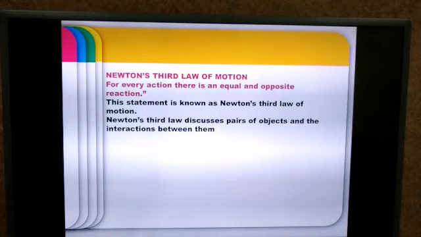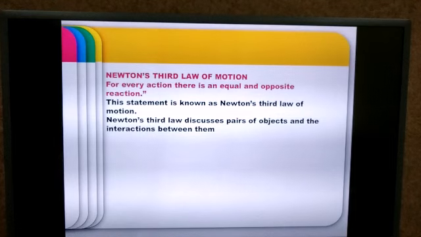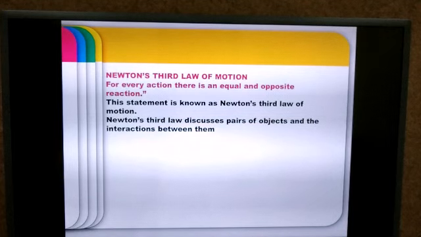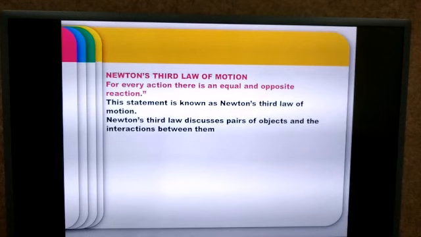Newton's second law tells us the amount of acceleration that is produced by a force. And what was the statement of Newton's second law? The rate of change of momentum is directly proportional to the impressed force and takes place in the direction of the force. But the first and the second law given by Newton do not explain how force acts on an object. So, this question is answered by Newton's third law of motion.